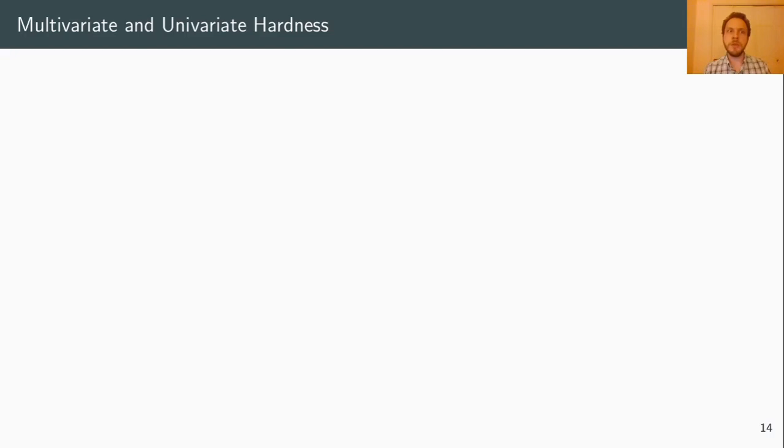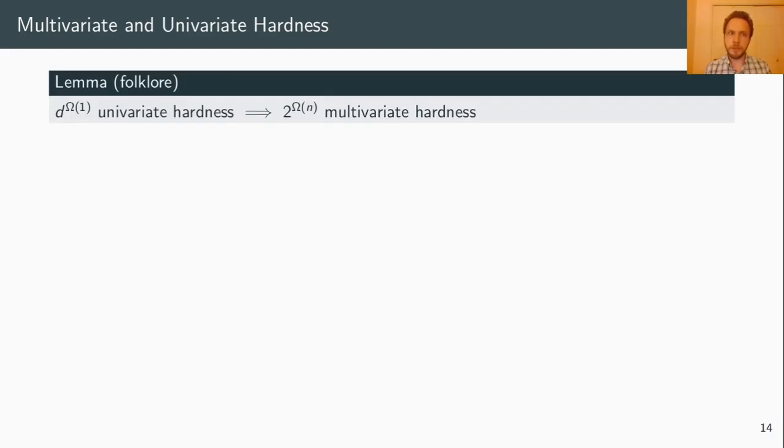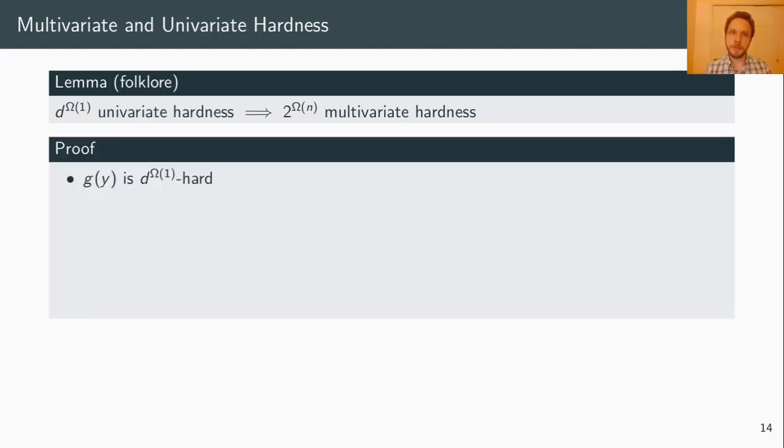Let me tell you a little bit in the time I have remaining about multivariate and univariate hardness. Okay, so I mentioned on an earlier slide that univariate lower bounds imply multivariate lower bounds. And let me sketch the proof of this. So suppose I have some polynomial g, which is my hard univariate polynomial.